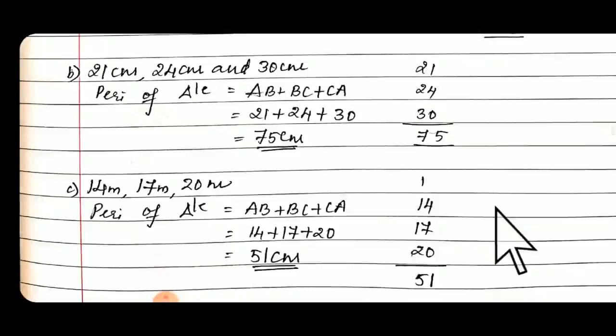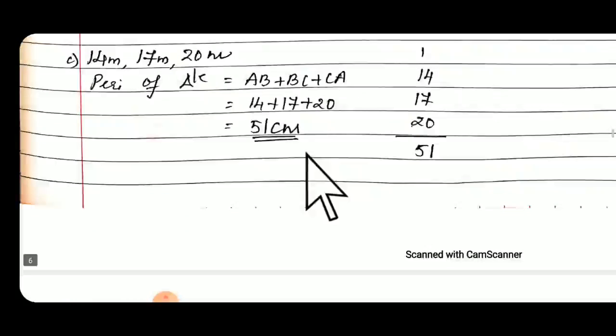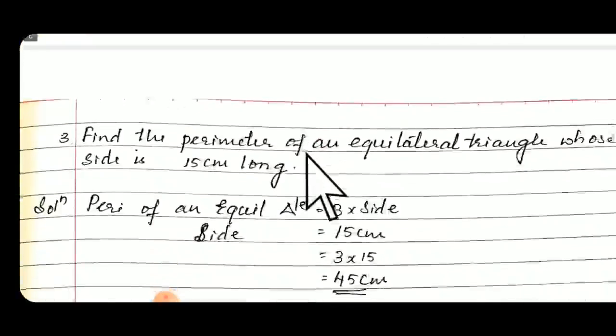Similarly, do it for 21 centimeter, 24 and 30. All the 3 measurements are given. All the 3 are different. So, at that time, place the formula. Perimeter of triangle is equal to AB plus BC plus CA. Add it, you will get the answer 75. Similarly, do the C.